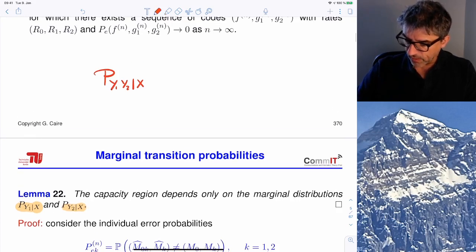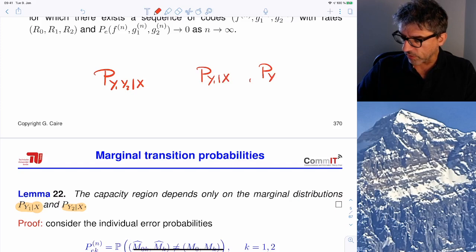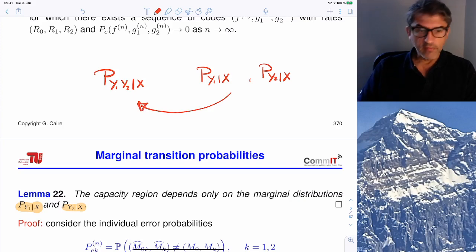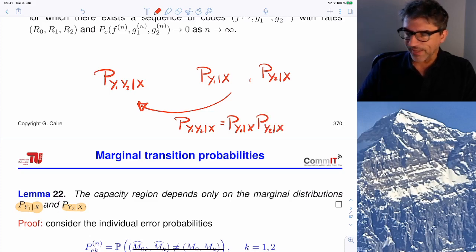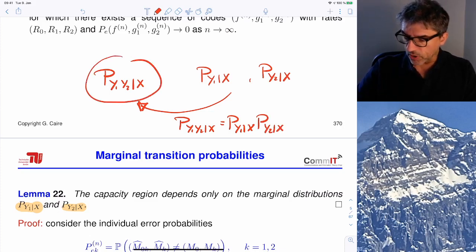Notice that for given marginals P(Y1 | X), P(Y2 | X), there exist in fact as many as you want different joint conditional distributions. In particular, there is one for which Y1 and Y2 are conditionally independent. So it's the case P(Y1, Y2 | X) equal to the product of the marginals. But that's not, of course, the only possibility. You have a whole set of possible joint distributions for which those are the marginals.